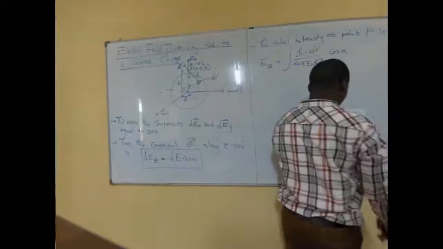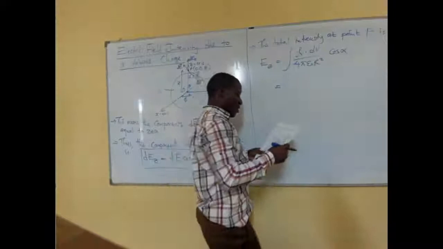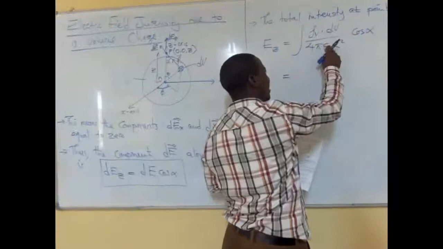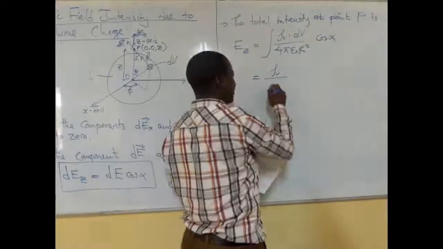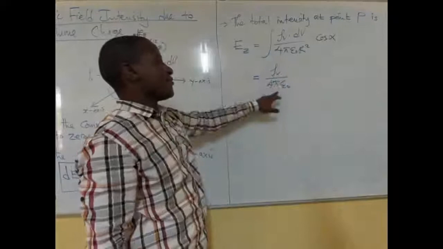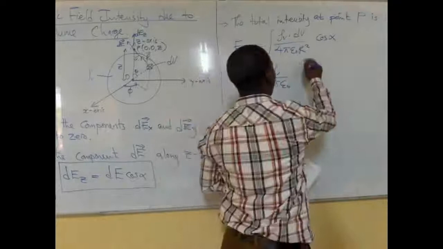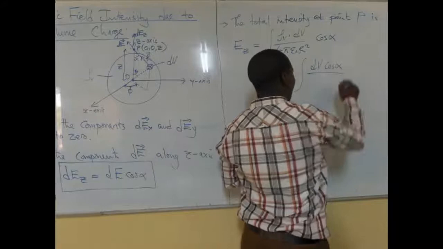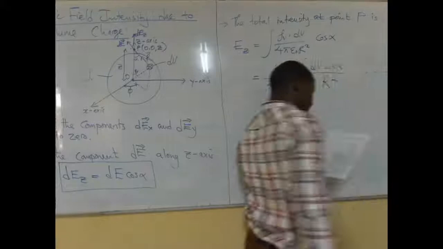So if we try to solve that integral, the volume charge density is a constant, and 4 pi epsilon 0 is also a constant, so we remove them outside. That becomes the volume charge density divided by 4 pi epsilon 0. We factor them out of the integral. Then from there, what we remain with is dV cosine of alpha, all of this divided by r squared. Let that be our equation 1. We shall get back to that equation.